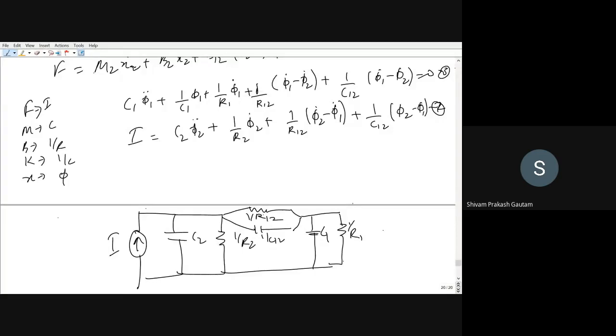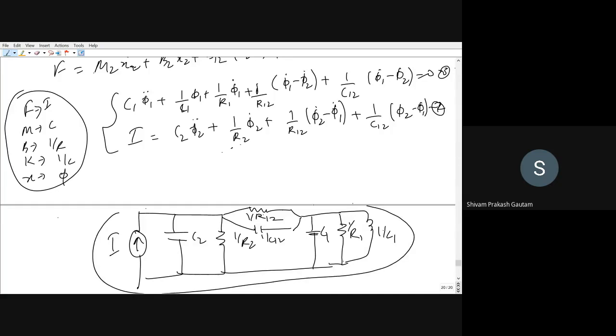Just check. I think this is 1 by L1. This is 1 by L1. So L1 will also be there. 1 by L1. So this is the equivalent. I have done nothing, but I have written this equation from this, comparing from this coefficient, and then I have drawn its equivalent electrical network. Okay.